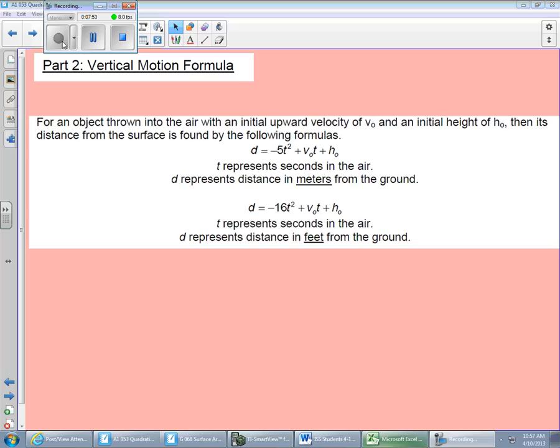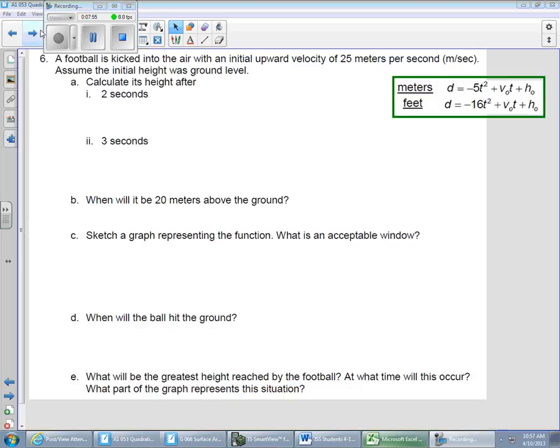So let's take a look at a problem that deals with these formulas. I copied and pasted the formulas up there at the right-hand side. This problem says a football is kicked into the air with an initial upward velocity of 25 meters per second. You should remember from your days in IPC that velocity is measured as an amount of distance over an amount of time. 25 meters per second is a pretty standard measurement. And assume the initial height was ground level, and then we're asked a series of questions.